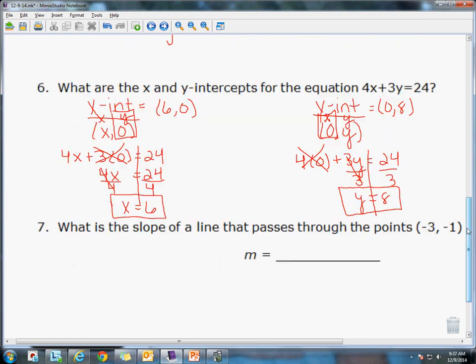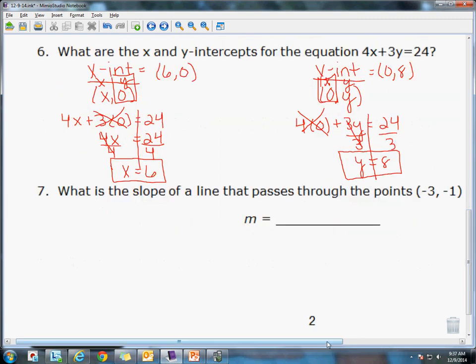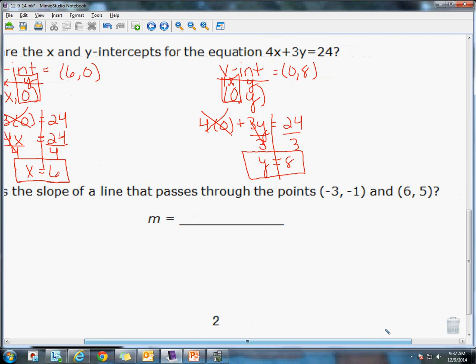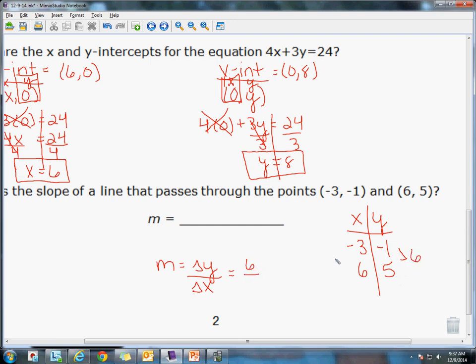Number 7 says, what is the slope of a line that passes through the points (-3, -1) and (6, 5)? We can make an xy table. Slope is change in y over change in x. So my change in y, to go from -1 to 5, you have to go up by 6. Change in x, from -3 to 6, you have to go up by 9.